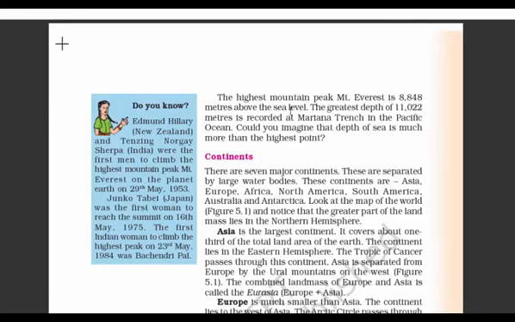Coming to page 3, the highest mountain peak is Mount Everest, which is 8,848 meters above the sea level. And the depth, that is the altitude that is going in minus, that is going down, is recorded as 11,022 meters at Mariana Trench in Pacific Ocean. So the depth of Pacific Ocean is 11,022. Just think about it. It is much higher than the height of Everest.